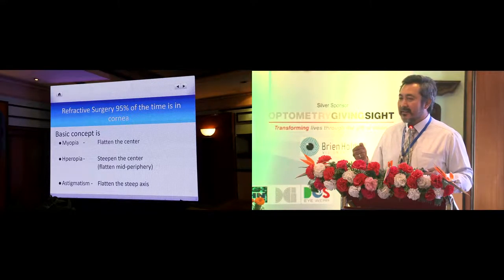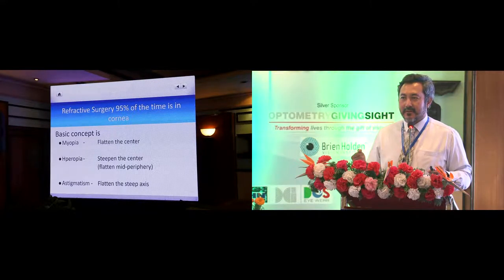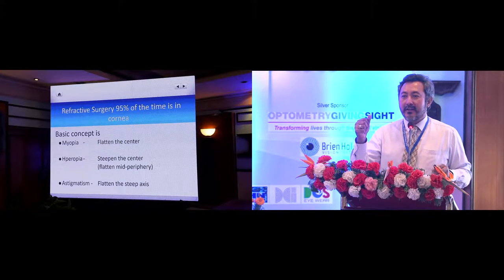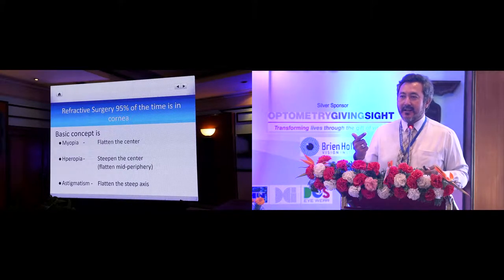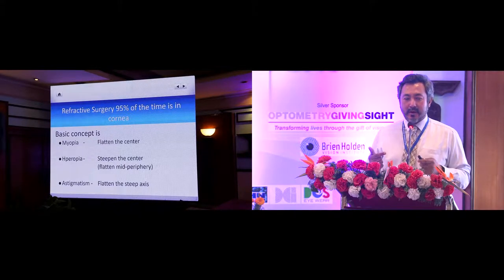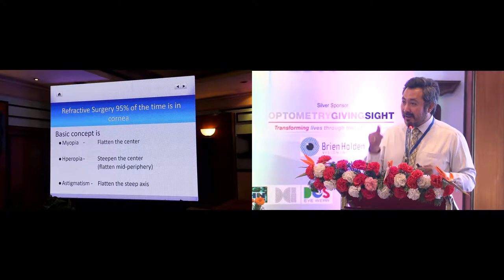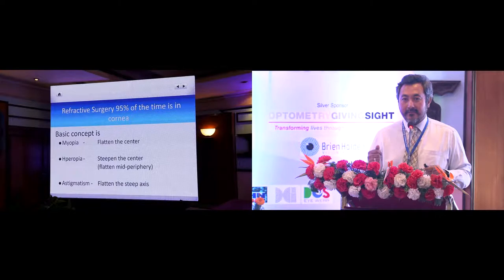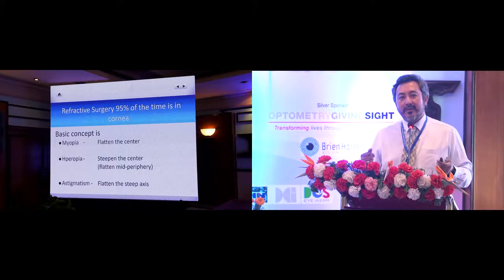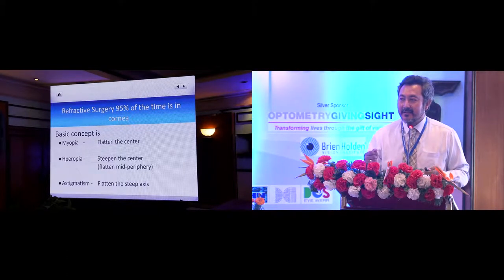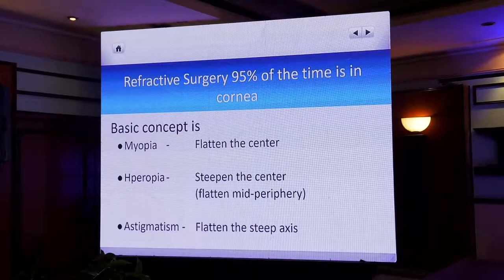For myopia, it's very basic. You're going to flatten the center. You can just flatten the center with your thumb, but that's temporary. You can flatten the cornea with a contact lens, orthokeratology, but that's again temporary. But what if somebody wants a permanent treatment? Then you can flatten the cornea by making the cornea thinner. And hyperopia, you want to steepen it up. In astigmatism, you want to flatten the steep axis. This is the very basic concept.